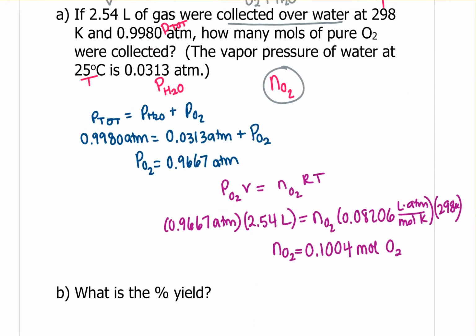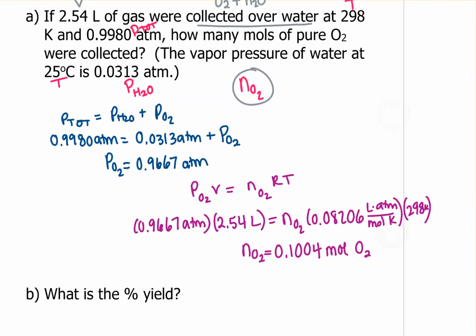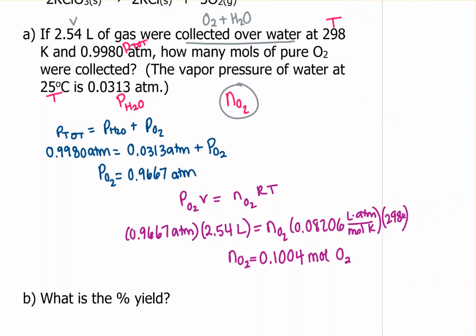Okay, and so let's look at our part B. Part B asked for the percent yield. And as you know, percent yield is going to be actual yield over theoretical yield times 100%. Well, this is a yield that we just found. Is it actual or theoretical?